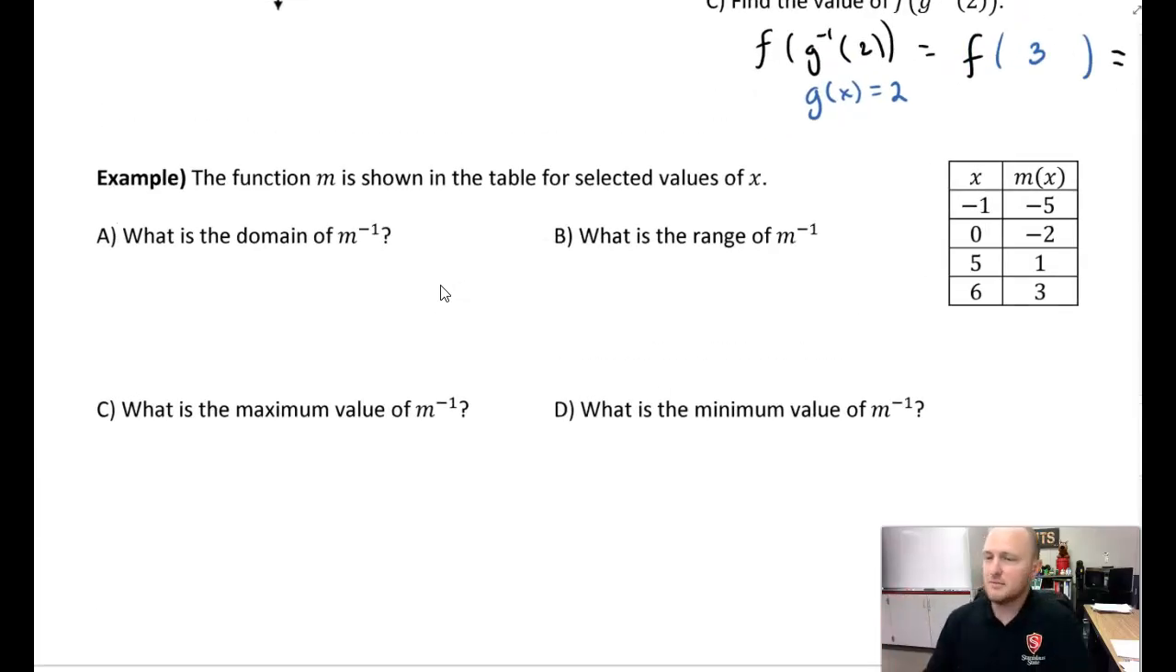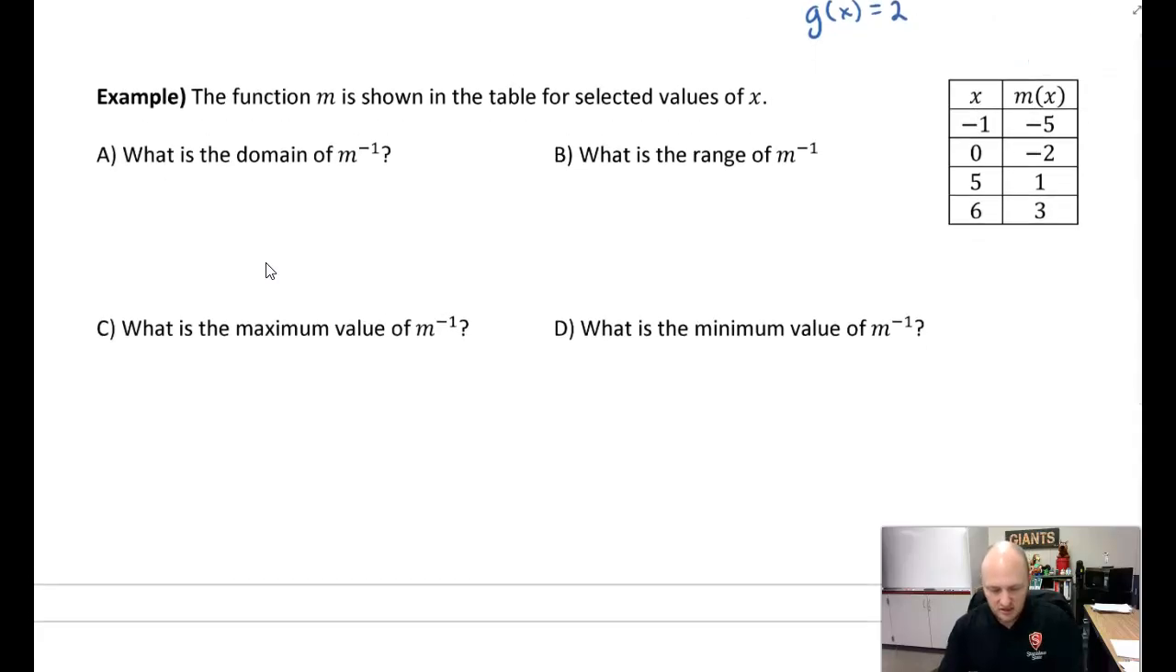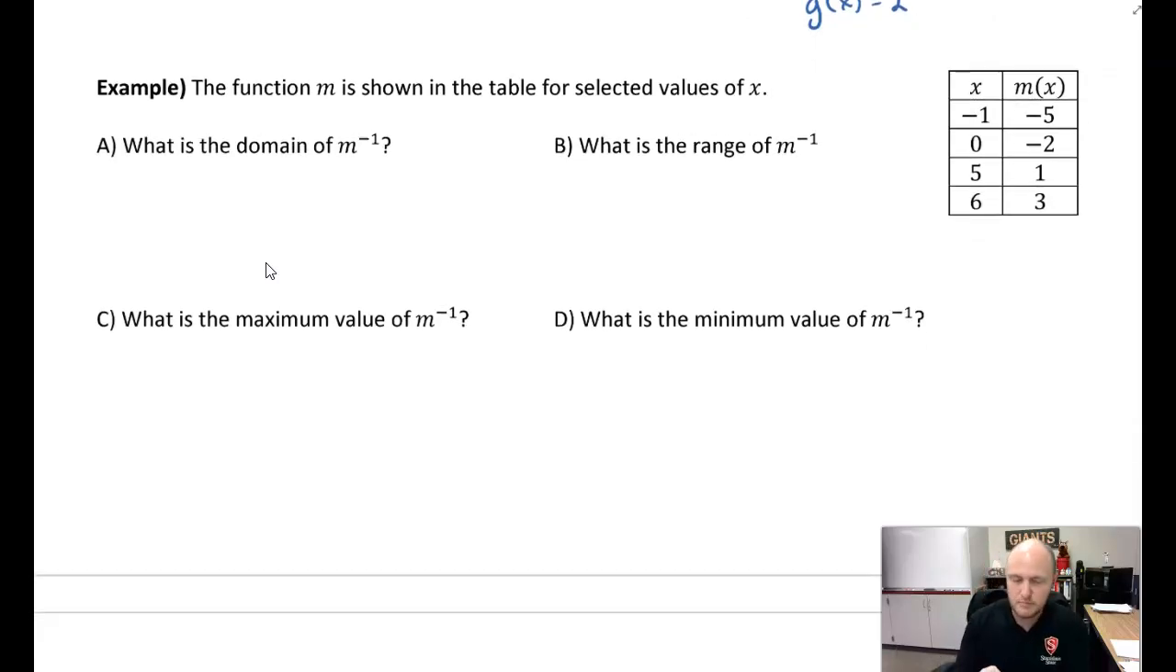The AP exam loves to ask us questions about domain and range, and also maximum and minimum values. Remember, domain and range of an inverse switch. So if I'm asked, what's the domain of f of m inverse? Then they're essentially asking, what is the range of m? Because x's and y's switch. And our range of m here is -5, -2, 1, and 3.